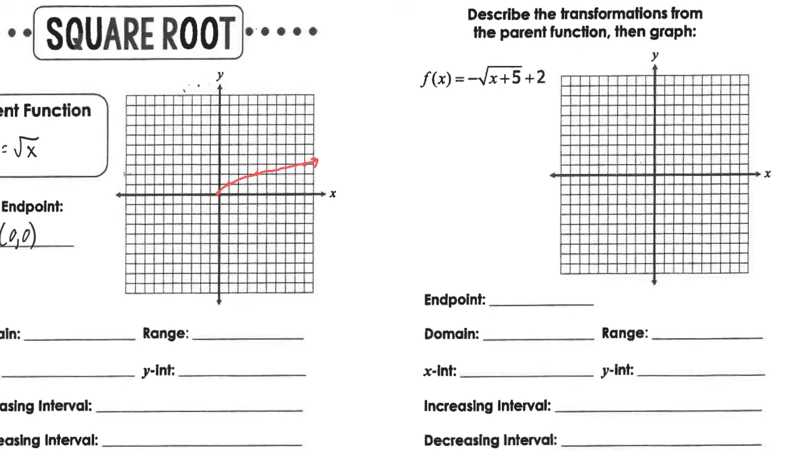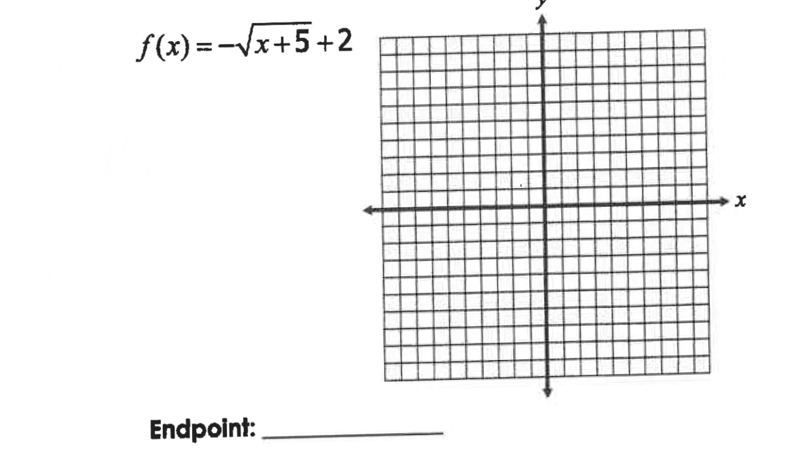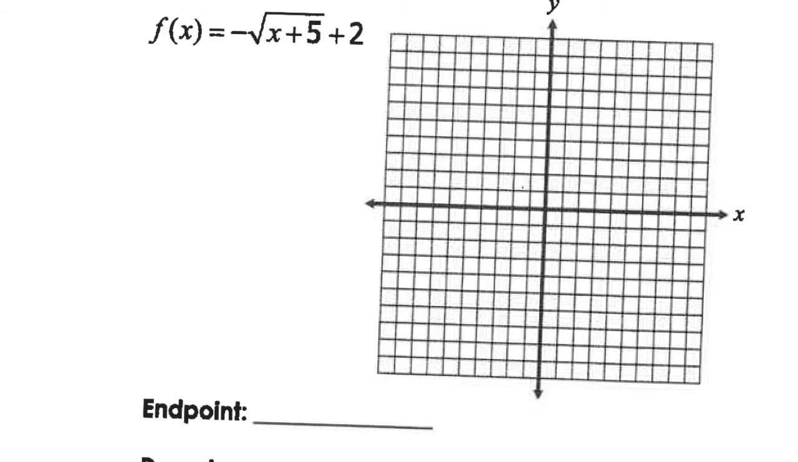So next up we have the square root function. And to graph this, again, you're looking at what is it changing? Where is it shifting? And then is it flipping it or dilating it? So this +5 is going to shift it to the left 5.